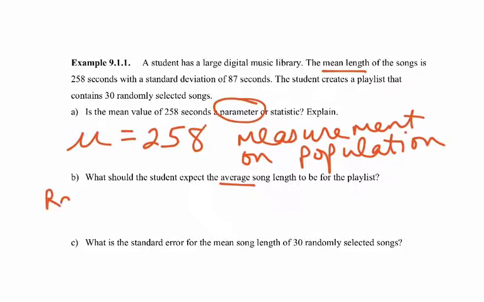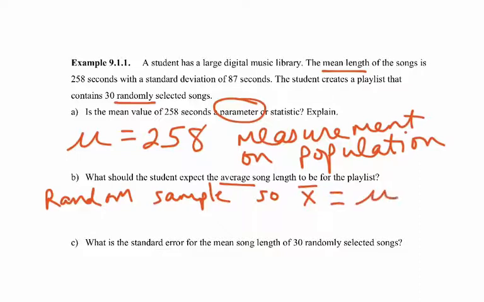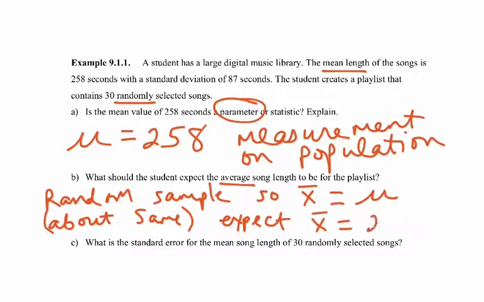So let's write some things down. We took a random sample, right? It was a randomly selected random sample. So our sample mean should be the same. X bar should be about the same as mu. That means we would expect our average song length to be the same, 258 seconds.